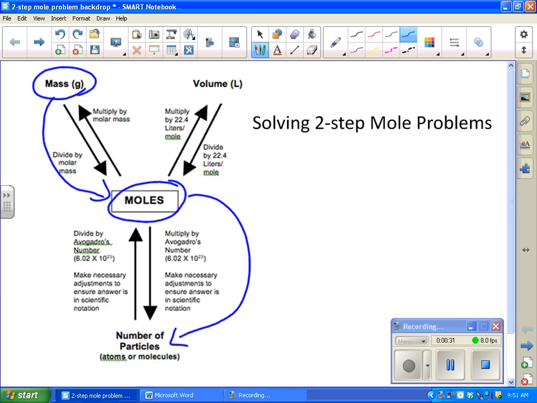But we haven't done problems where we were given, for example, a mass of a gas and asked to determine the volume. It turns out you need to do those types of problems in two steps. And the reason for that is that everything must first be converted to moles before you can proceed to another arm of this Y.